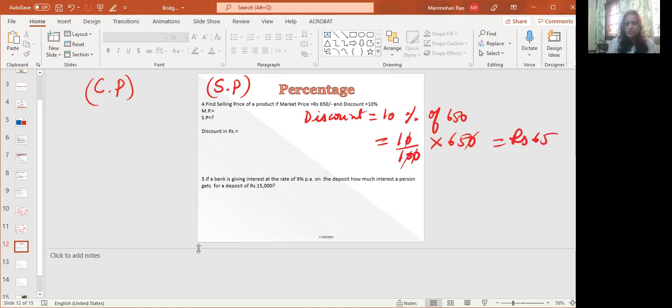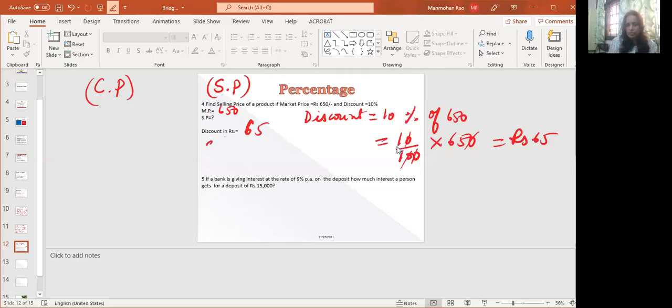Discounted price 65 rupees. Market price is 650. Selling 650 rupees actually. Selling price is question mark. So rupees 65 is what the discount you have got. Anybody? Rupees 65 is what? Yes, rupees 65 is the discount. That means your selling price, discount in rupees is equal to 65 here.